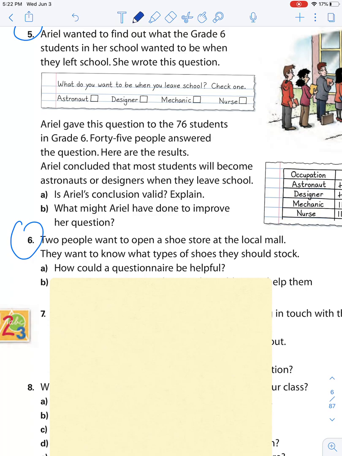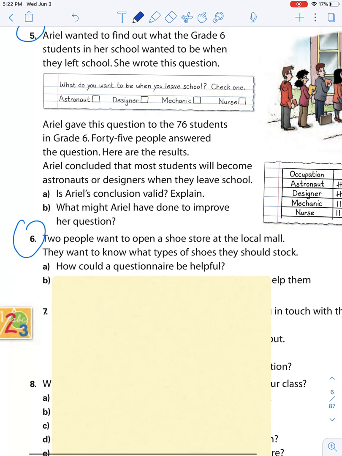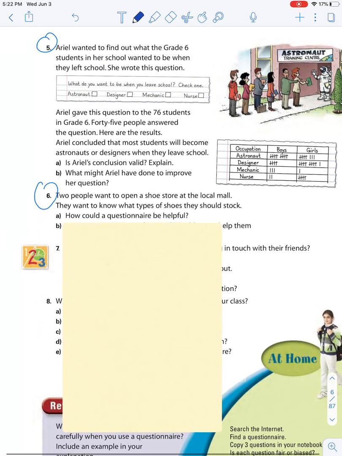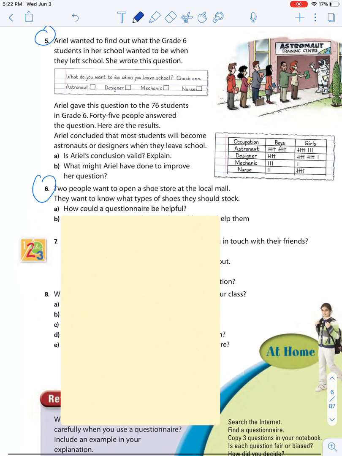Ariel gave this question to 76 students in grade 6. 45 people answered the question. Here are the results. Ariel concluded that most students will become astronauts or designers after they leave school. Okay, is Ariel's conclusion valid?